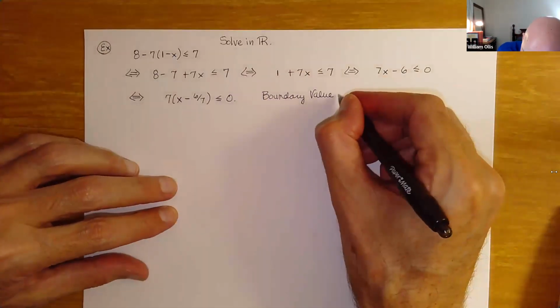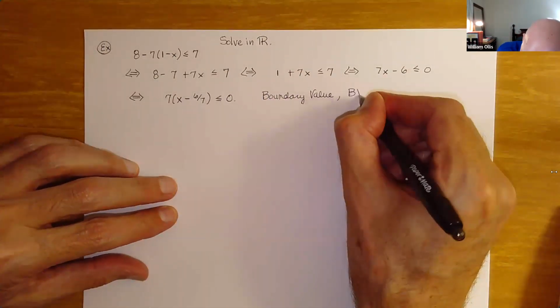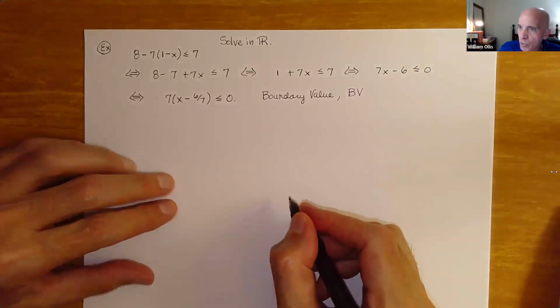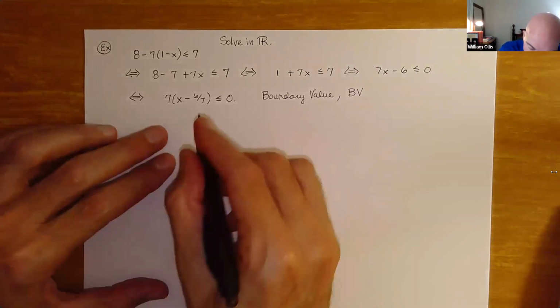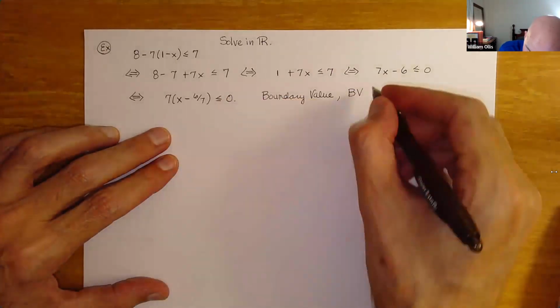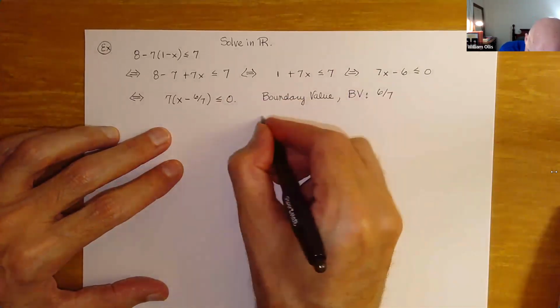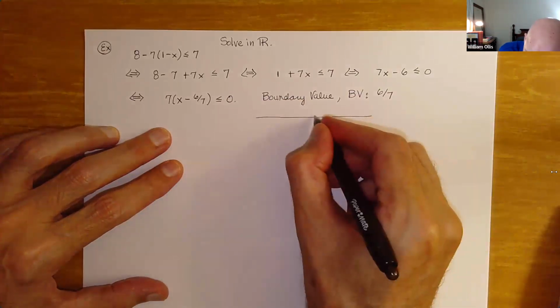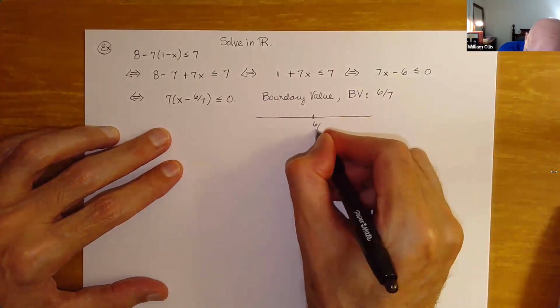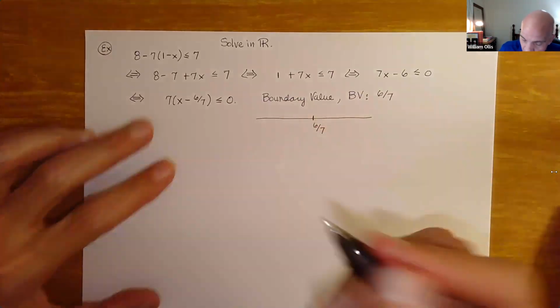Now, a lot of times I will just say BV like that for short. Okay, so you don't have to write as much. So now we've got 6/7. So you could say BV is 6/7. And then we can think of a number line. And of course, this is more complicated. You're thinking you just divide and you're done.